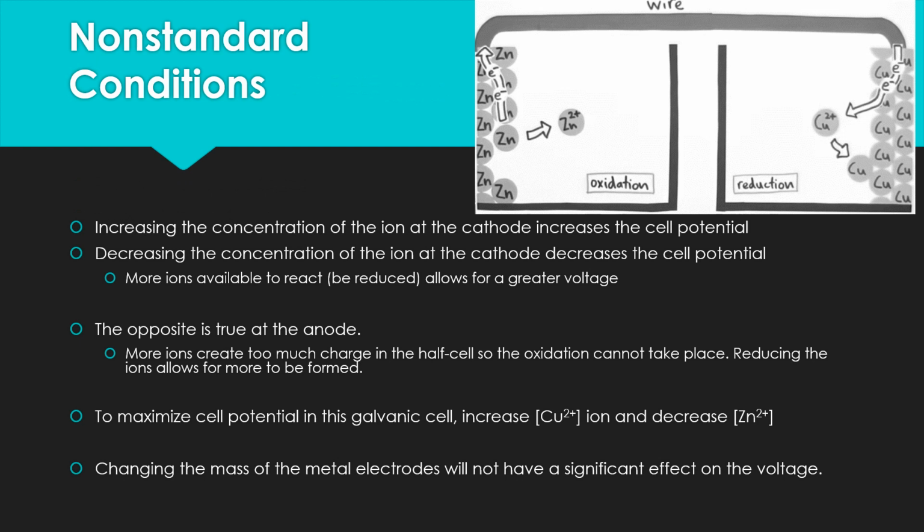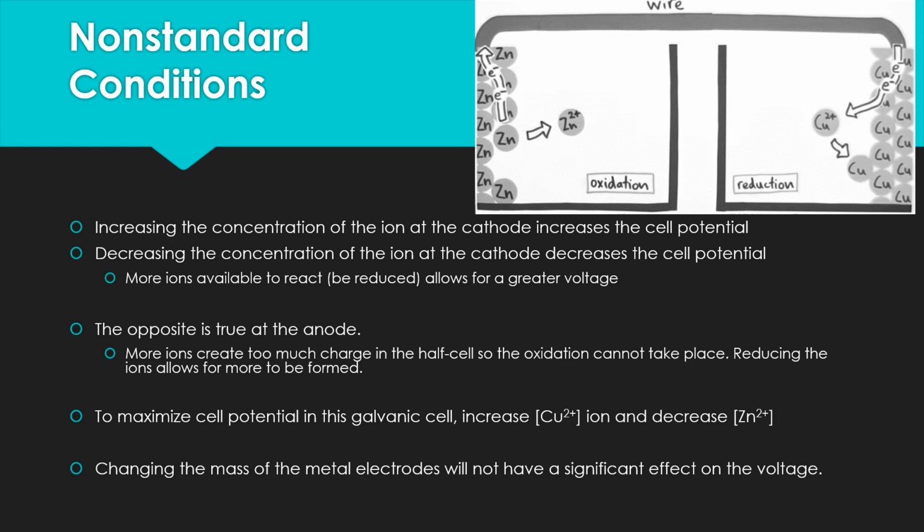Okay, now we're going to take a look at non-standard conditions and what that does to our galvanic cell. So we have a basic one set up on the right. It doesn't have all the pieces, but it has enough for us to track what's going on. So our oxidation and reduction are labeled. Oxidation's occurring at the zinc electrode on the left and reduction on the right at our copper electrode.